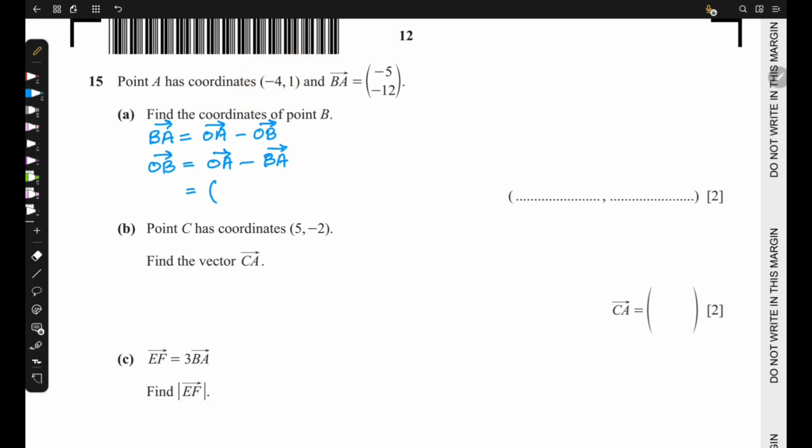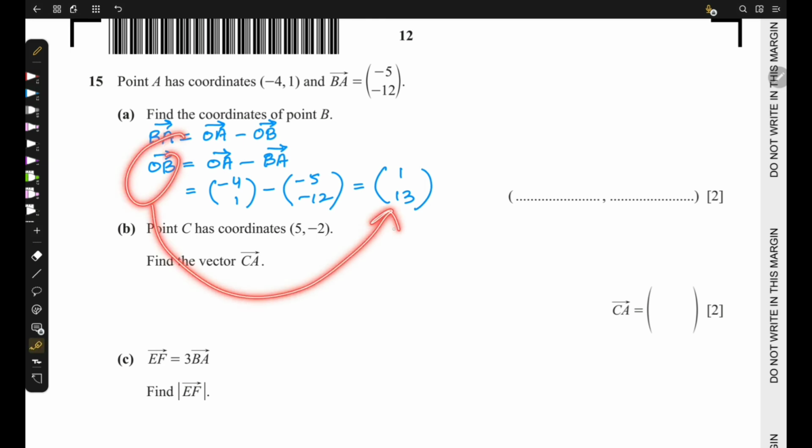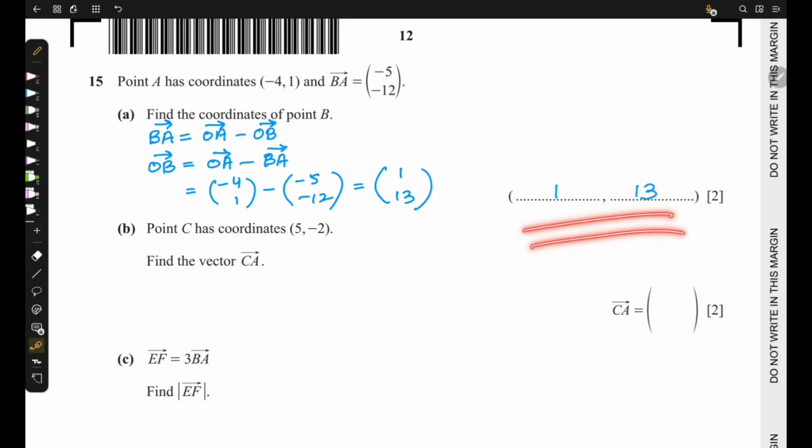So it will be written as the column vector minus 4, 1, minus BA, which is minus 5, minus 12. So minus 4 minus minus 5 will be 1, and 1 minus minus 12 is 13. So this is the OB vector, which can be written in the form of the point 1 comma 13. So this is point B.